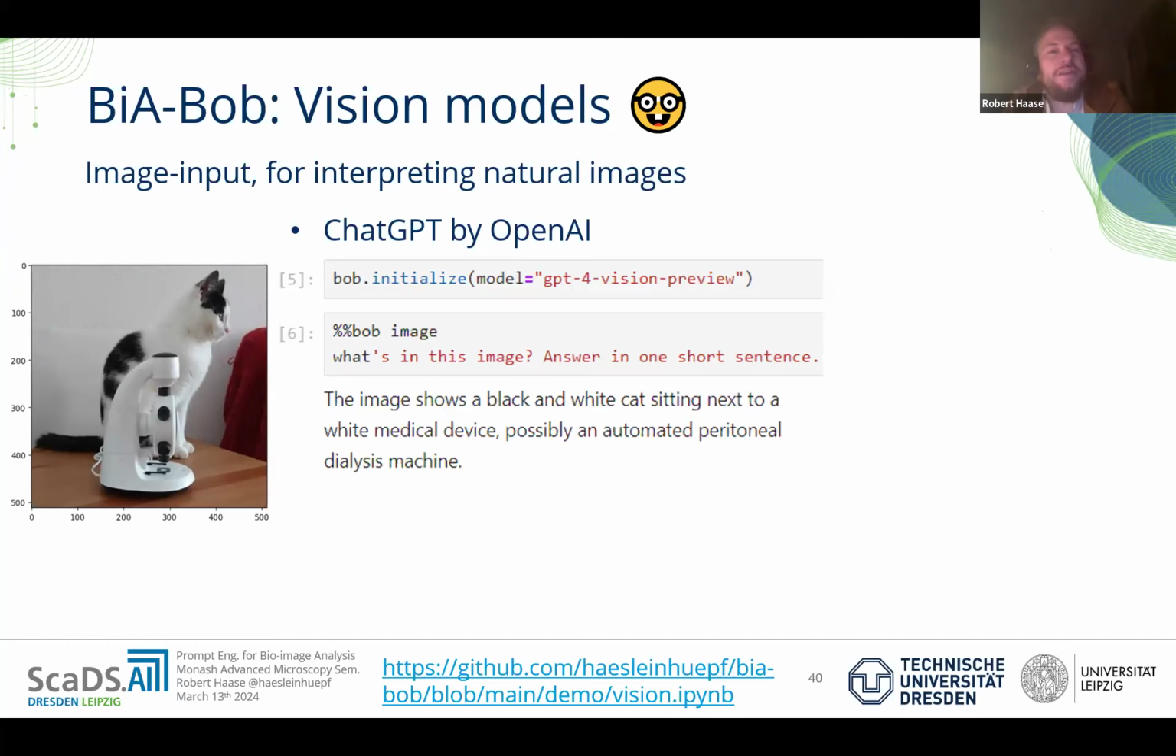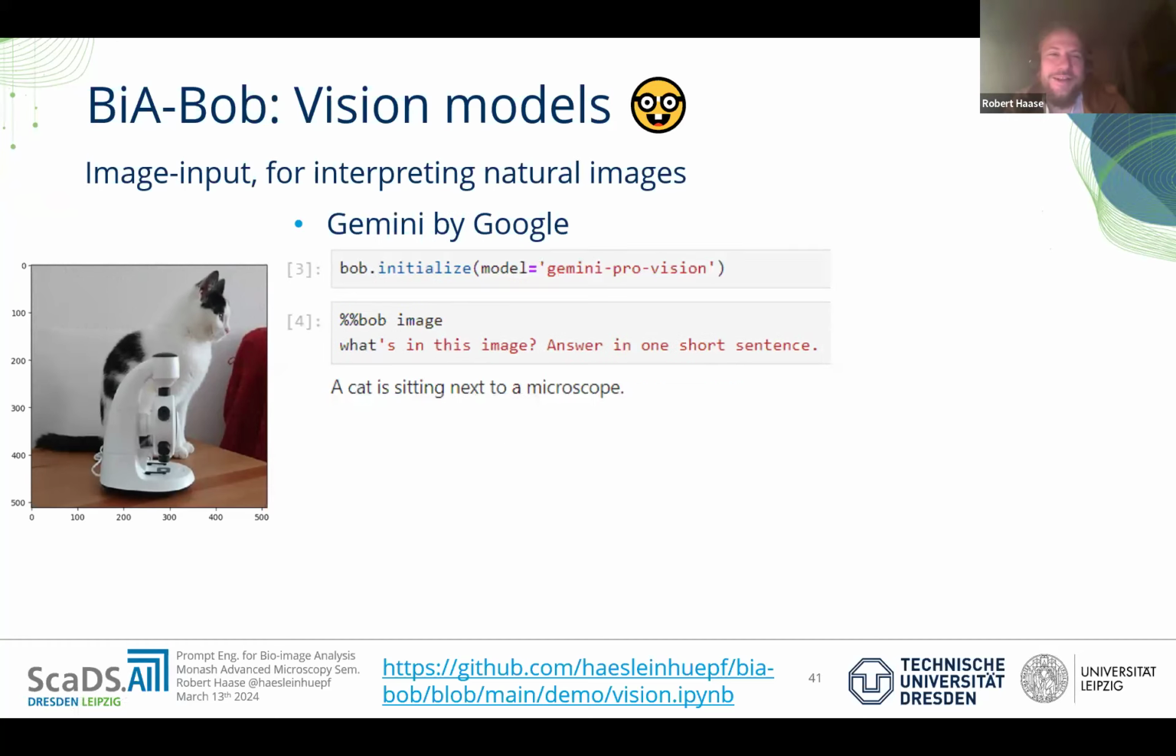And then the result will be: the image shows a black and white cat sitting next to a medical device, possibly an automated peritoneal dialysis machine. So sometimes it also says microscope. If I ask Gemini, which also has the capability to consume images, it may say something like a cat sitting next to a microscope. I know that this feature at the moment in Biobob is broken, but the bug fix is on the way. So if you try it out in a week or two, it will work again.